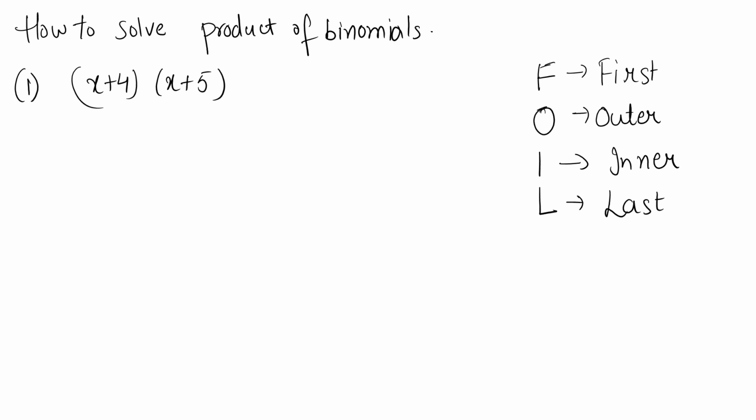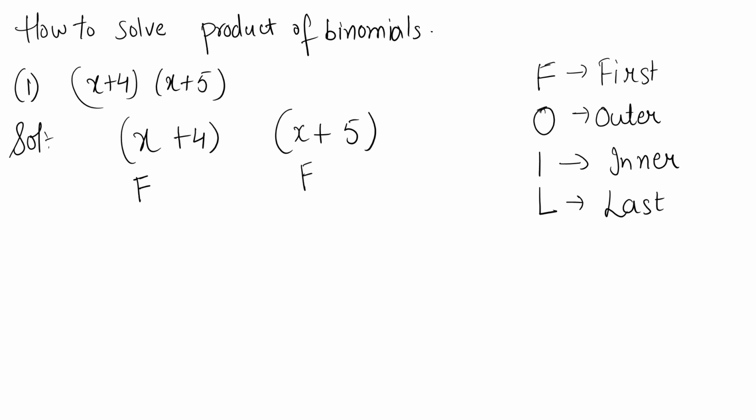First, we have to identify the first terms. So, in the solution, (x + 4)(x + 5). What are the first terms? The first terms are x and x. Next, what are the outer terms? The outer terms are x and 5. Outer terms means the ones at the outside of the two binomials, this x and this 5.